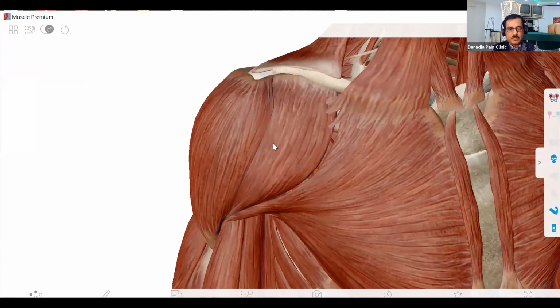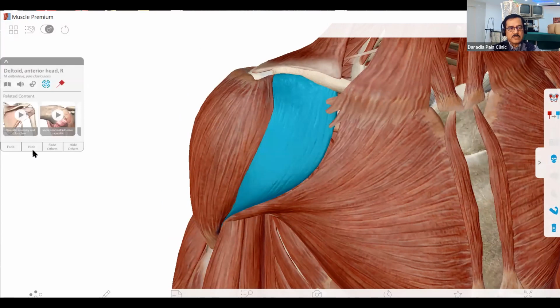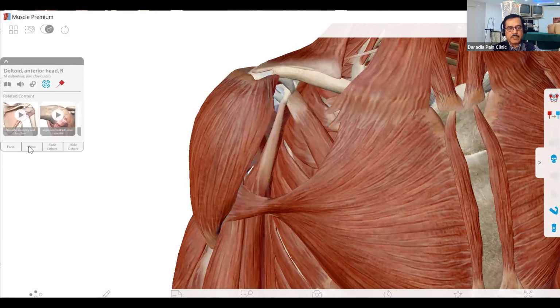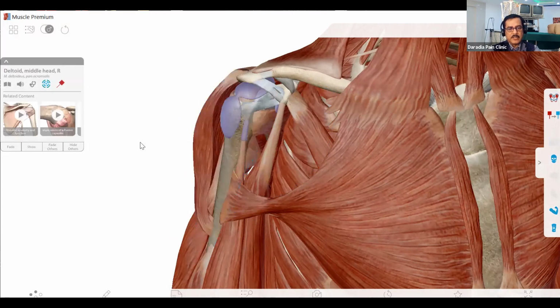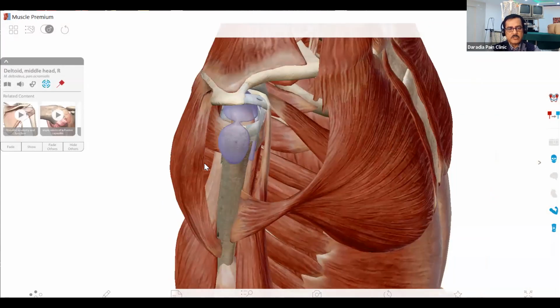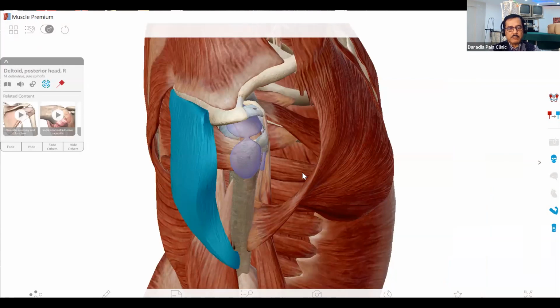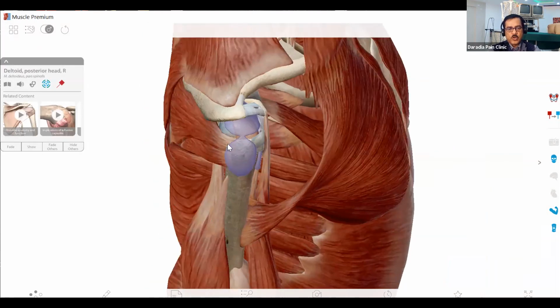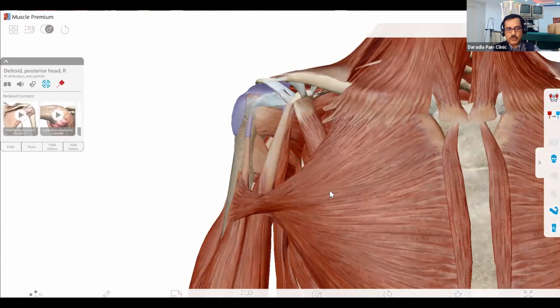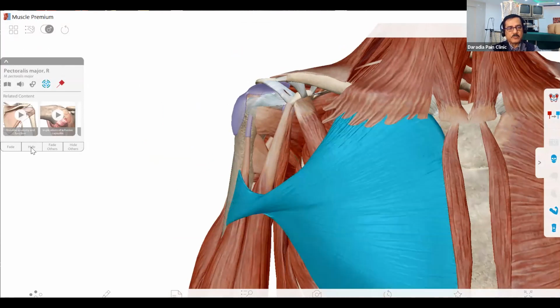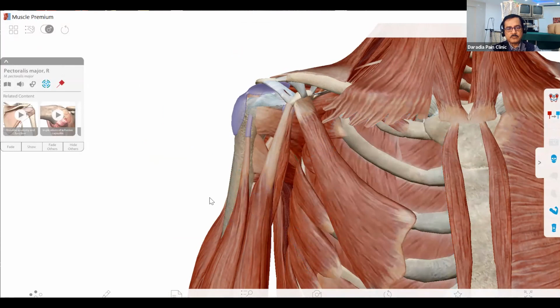So let me remove this deltoid muscle. This is the anterior head, let me hide it. Then this is your middle head, let me hide it. And this is your posterior head. Again, let me remove it. So now what is coming? Now the shoulder joint is exposed. But for better exposure, I'm also removing the pectoralis major.